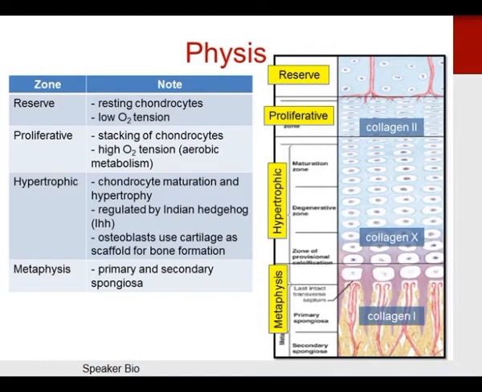It's important to note that the reserve and proliferative zone is cartilage, and so you have type 2 collagen. In the hypertrophic zone, especially the calcified area, you've got collagen type 10. This is one of the few places in the body you'll find collagen type 10. And then in the metaphysis, you have bone, so again, collagen type 1 in the metaphysis.